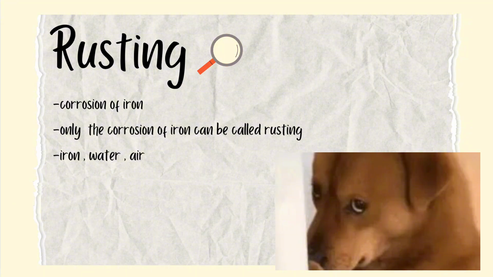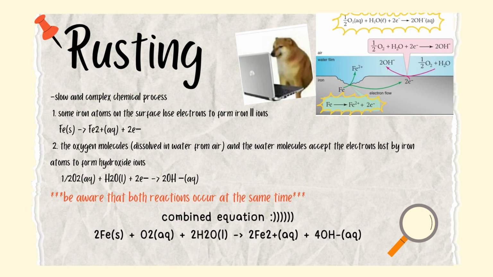Well, it is reasonable that we need iron for the rusting process, as rusting is a corrosion of iron. But why do we need water and air? Let's discuss the chemical process of rusting first. Rusting is a slow and complex chemical process.